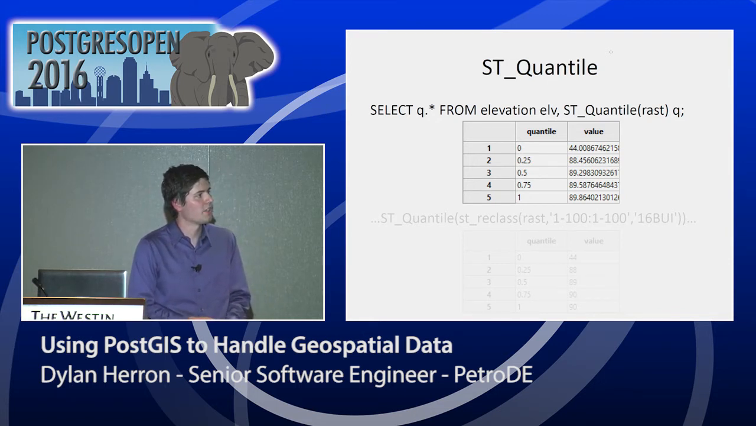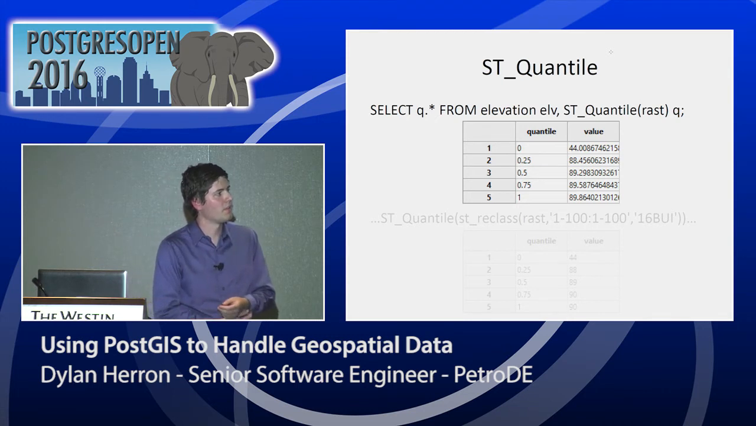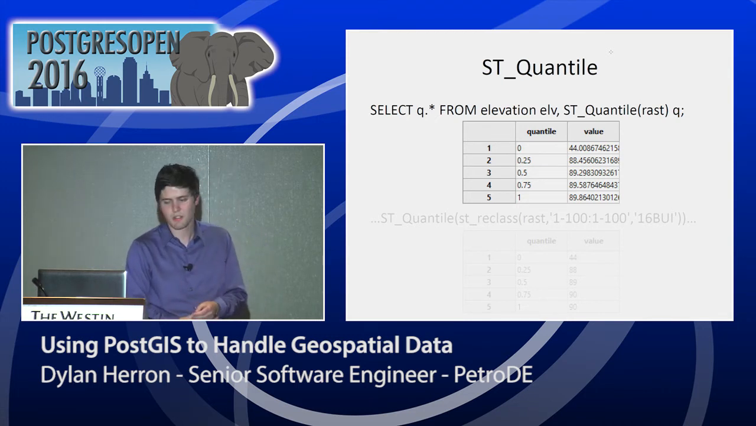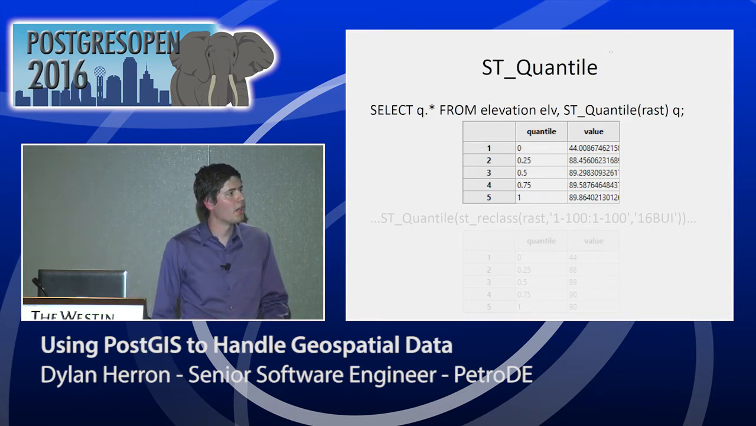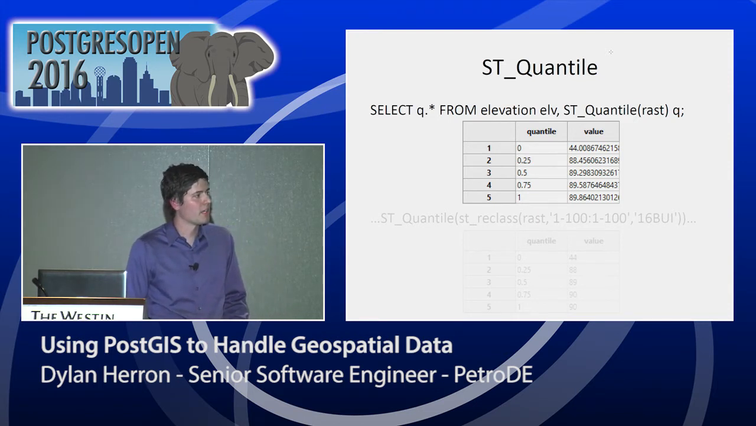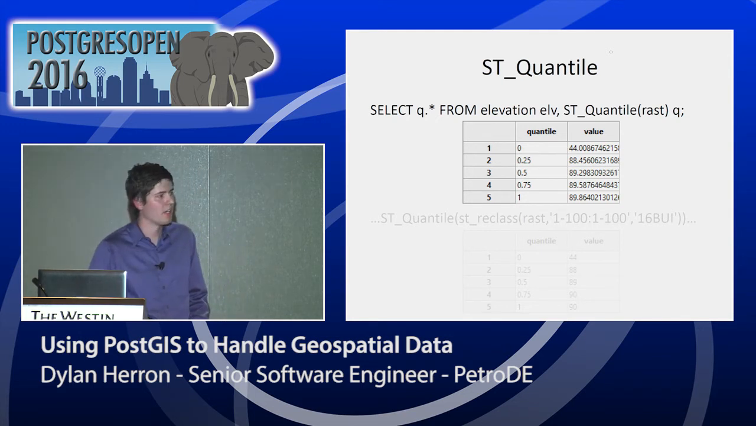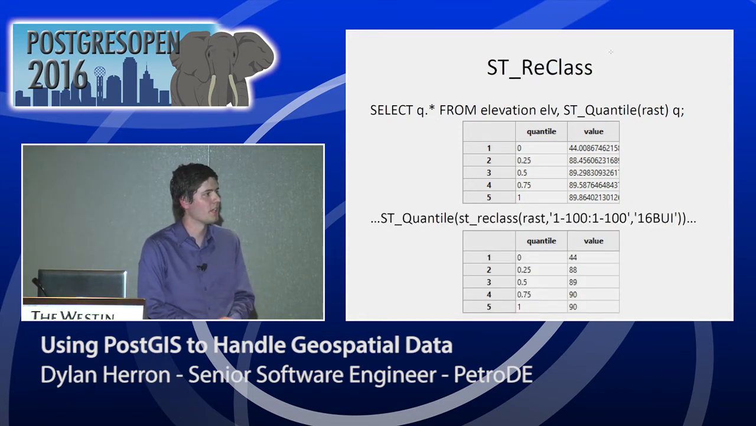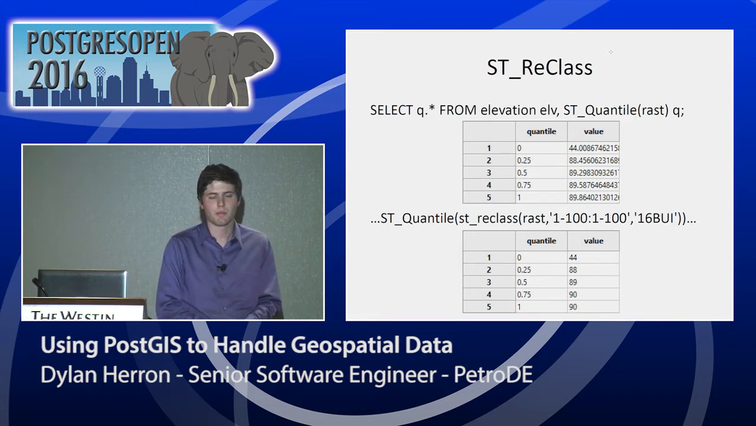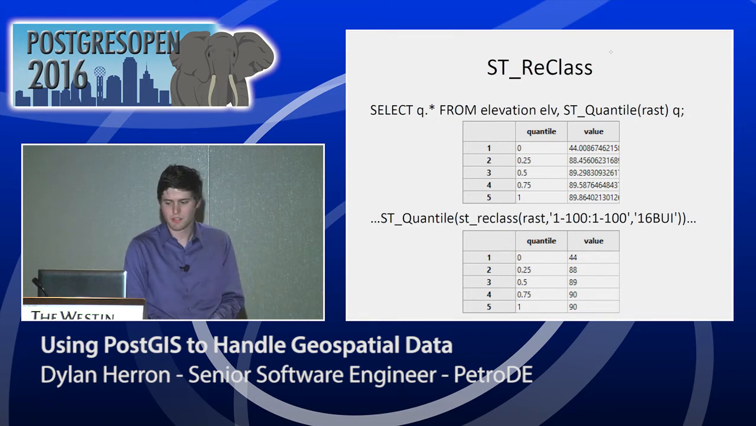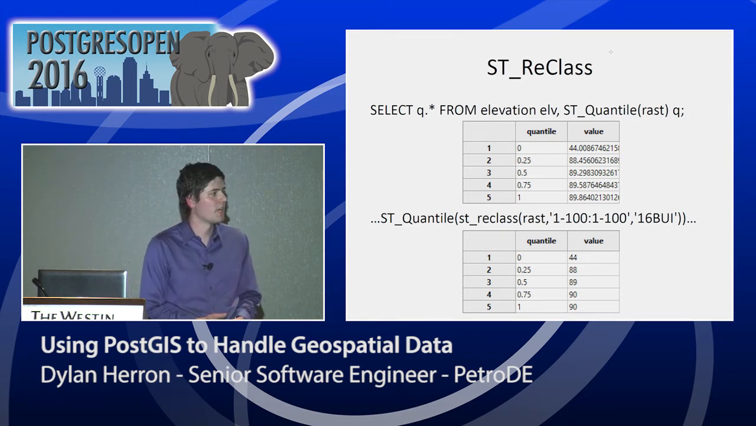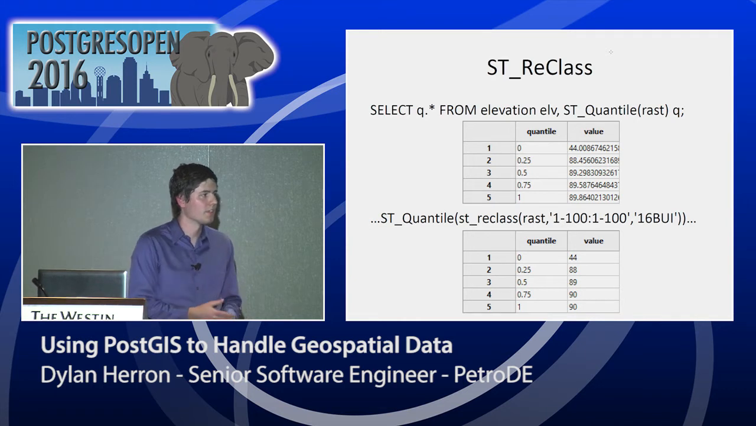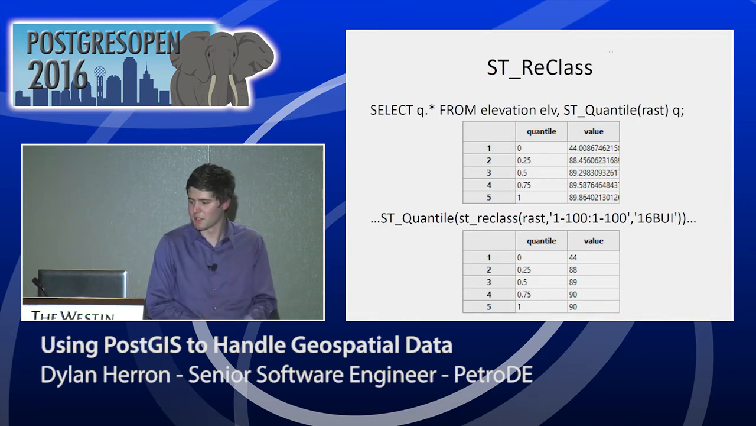So I'm looking at a digital elevation map right now, and I see a few things that are kind of interesting, in particular that my data is a decimal. And depending on what I'm doing, I might not want that decimal. So one thing I can do is convert that band from a double precision into an integer. So what I'm doing here is calling st_reclass and passing in a parameter of 16-bit unsigned int to convert that into a discrete value, which will allow me to make things consistent if I have other data that's in that format.